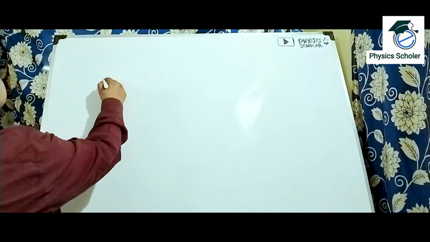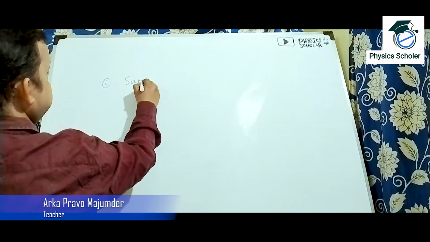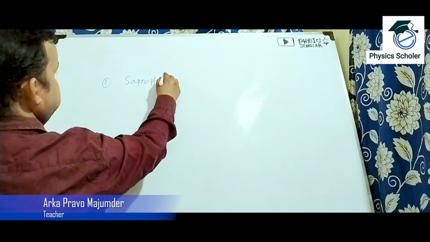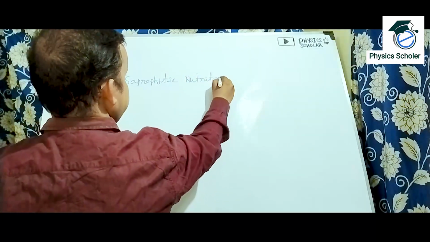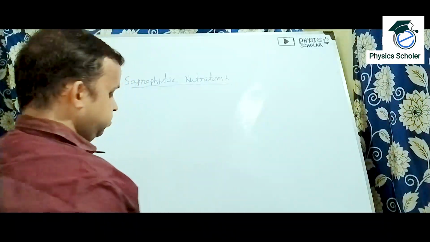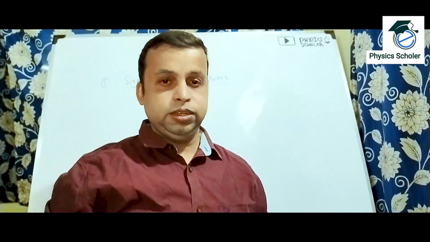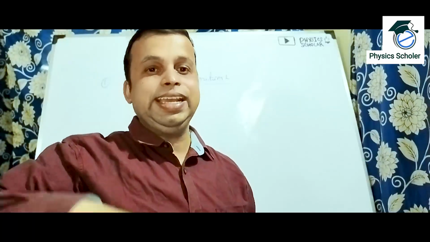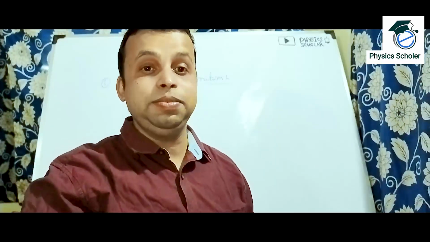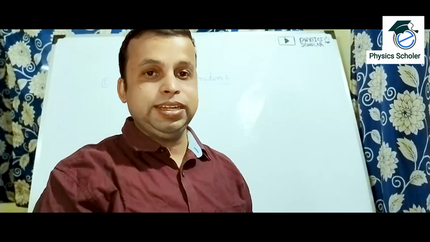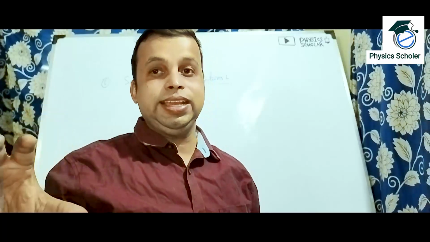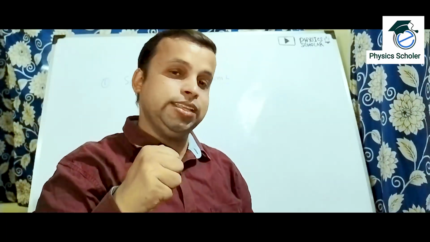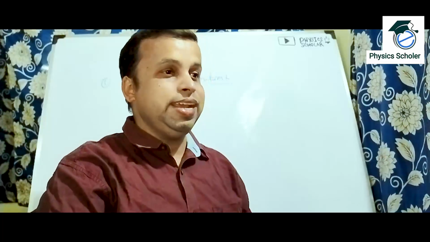There are basically different types of heterotrophic nutrition. First, saprophytic nutrition. Saprophytic nutrition means the nutrition where the organism takes its nutrients from dead and decaying materials. It cannot prepare its own food, and it cannot take any fresh food. It takes the nutrients from the dead and decaying materials.